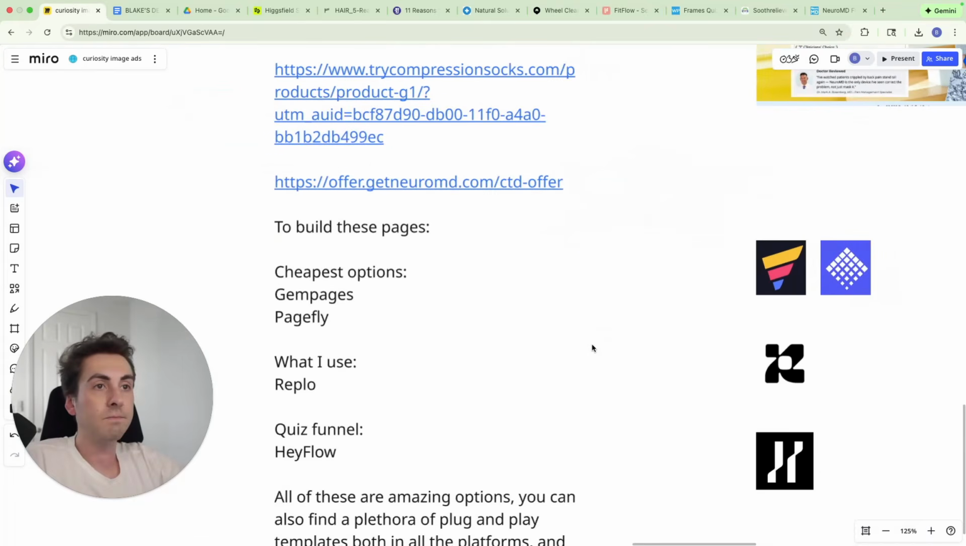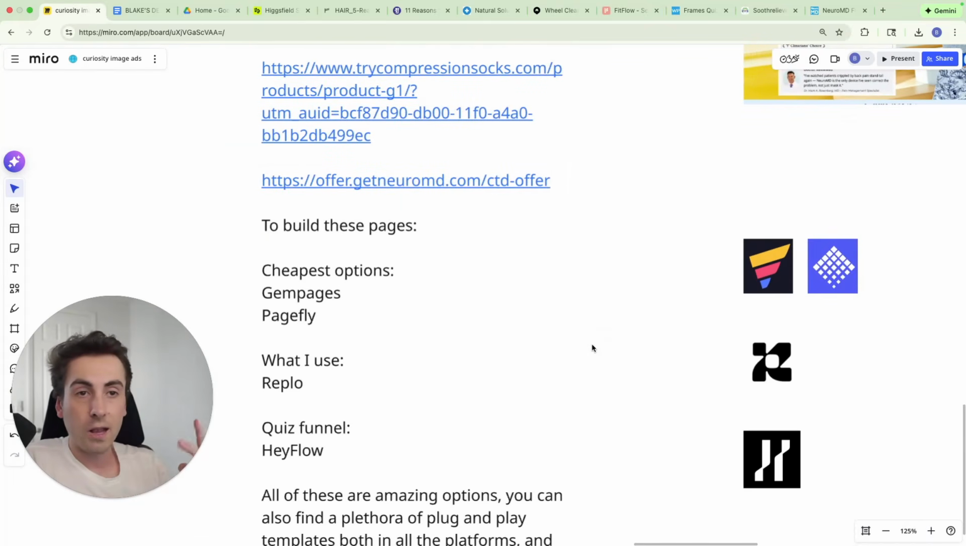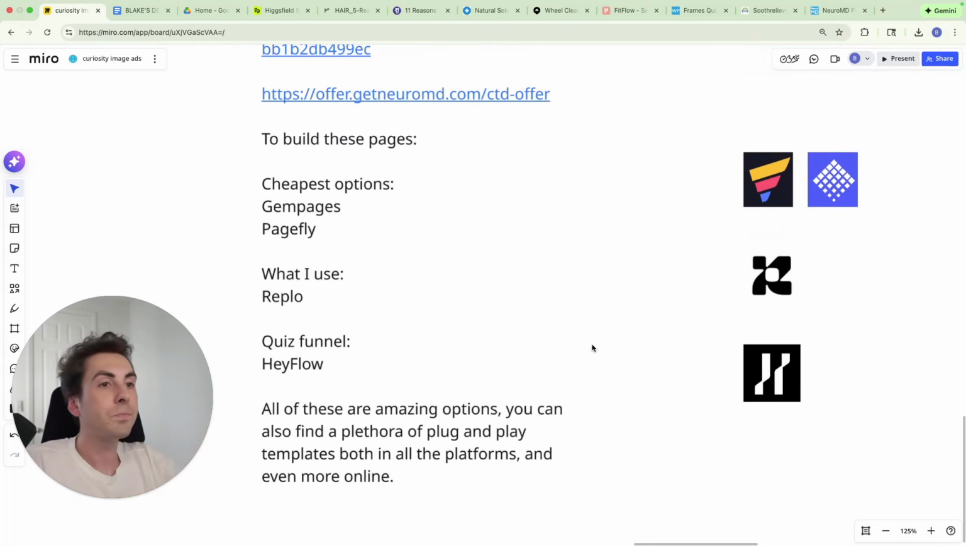Well, simple, guys. Gem pages, PageFly, and Replo. Replo is, I think, 130 USD per month. I use Replo, Gem pages, and PageFly. I personally work with people one-on-one that use Gem pages. It's a cheaper option. I think it's 40 a month. And these guys are still hitting insane numbers like 10K days plus with Gem pages, advertorials, listicles, that type of thing. They all work. So all of these are amazing options.